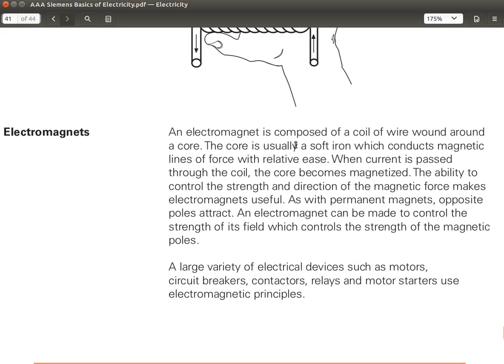Electromagnets. An electromagnet is composed of a coil of wire wound around a core. The core is usually soft iron, which conducts magnetic lines of force with relative ease. So the magnetic lines of force will concentrate themselves in the iron instead of being widely scattered around in the air. When current is passed through the coil, the core becomes magnetized. The ability to control the strength and direction of the magnetic force makes electromagnets useful.